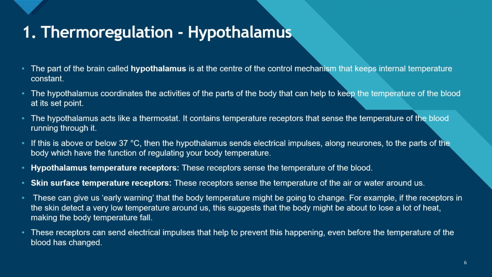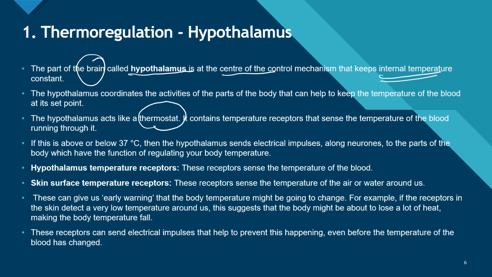Then we have the hypothalamus. This is really important. It is part of the brain. The part of the brain called the hypothalamus is at the center of this control mechanism that keeps the internal temperature constant. The hypothalamus coordinates the activities of the parts of the body that help keep the temperature of the body, or temperature of the blood, at its set point. It acts like a thermostat.